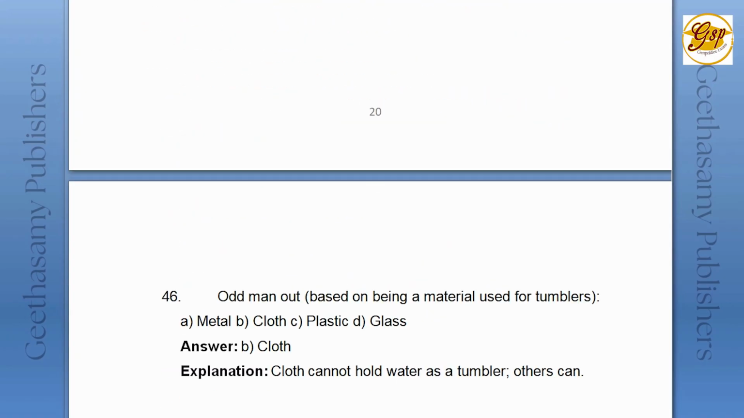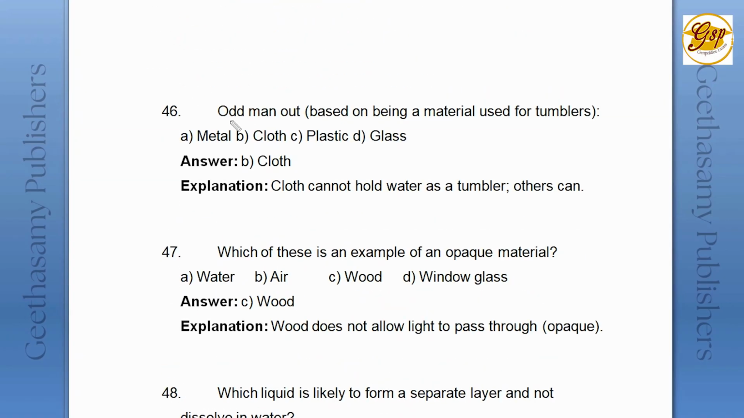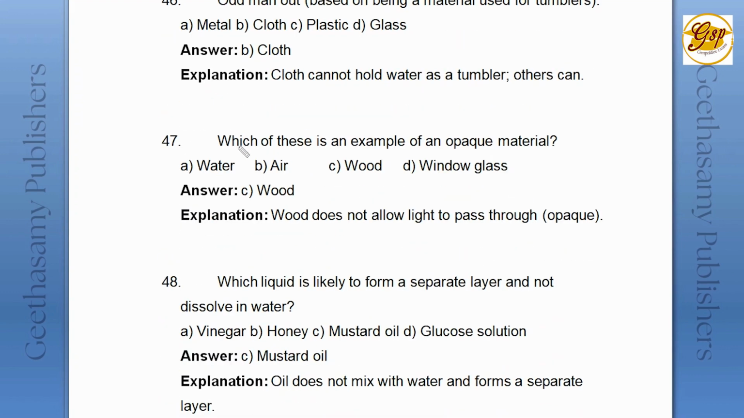Fine. And 46th question. Odd man out, based on material used for tumblers. Metal, cloth, plastic, glass. So it's cloth. Cloth cannot be used for making tumblers. Others can be used.